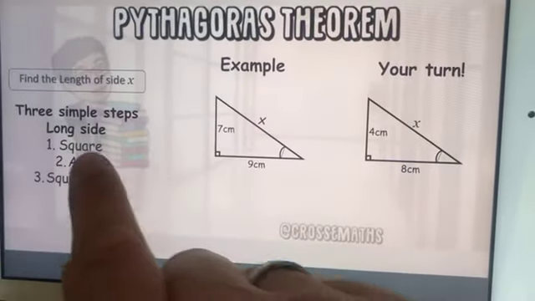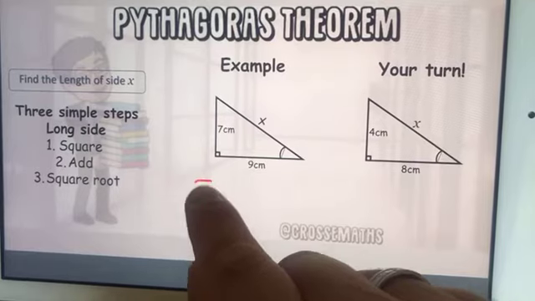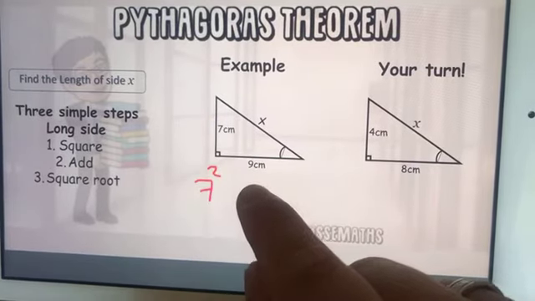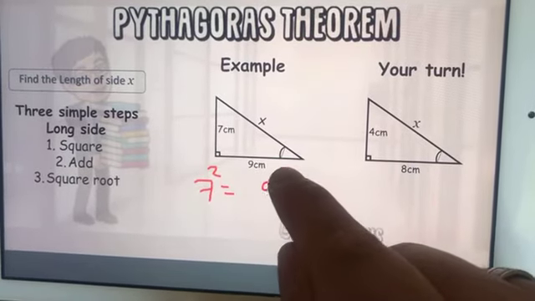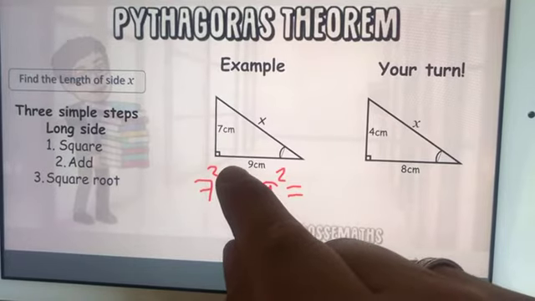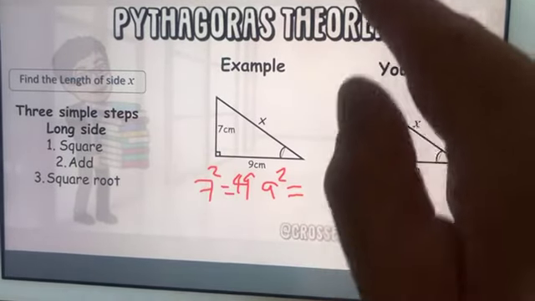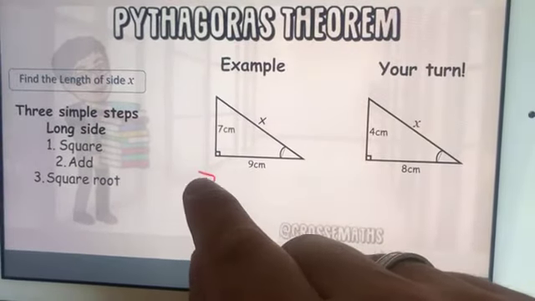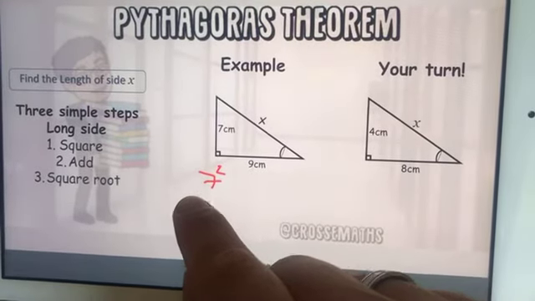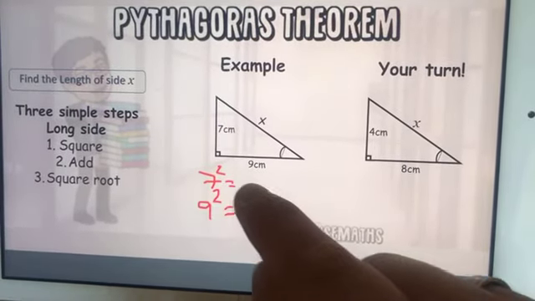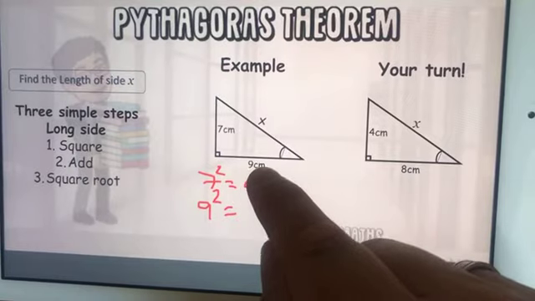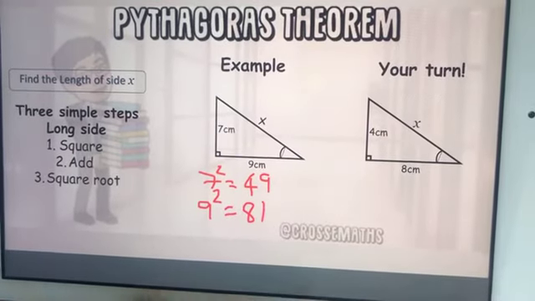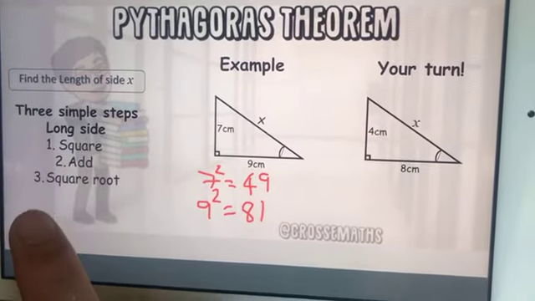In order to find that, I've got to square both my numbers. So I'm going to do 7 squared and 9 squared. That's step 1. 7 squared is 49. 9 squared is 81. Then on my second step, I'm going to add them together.